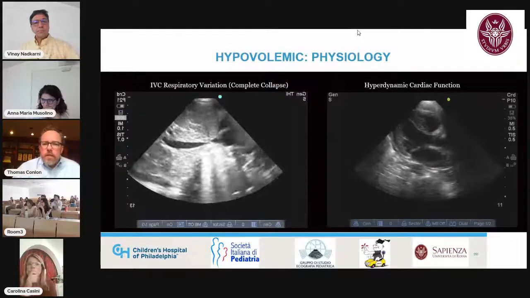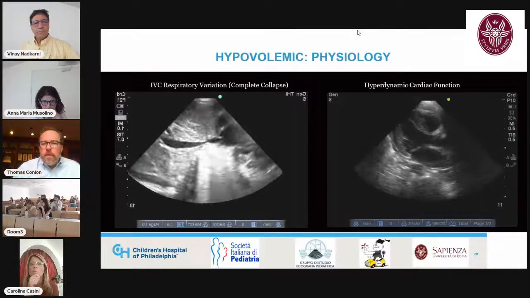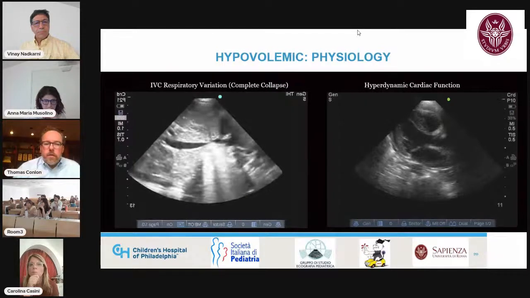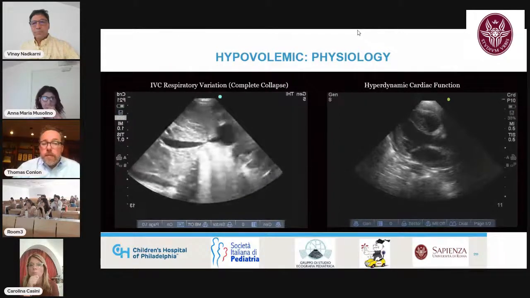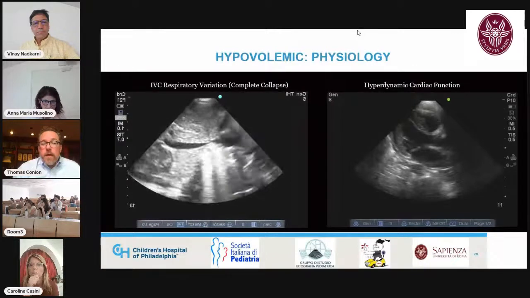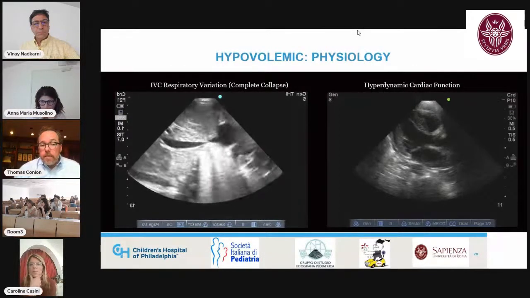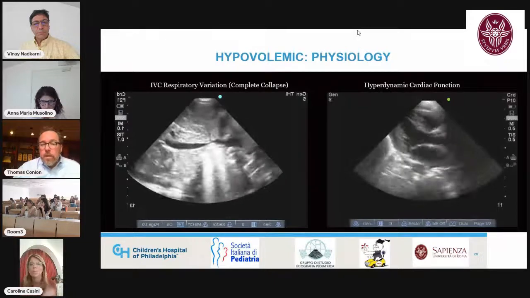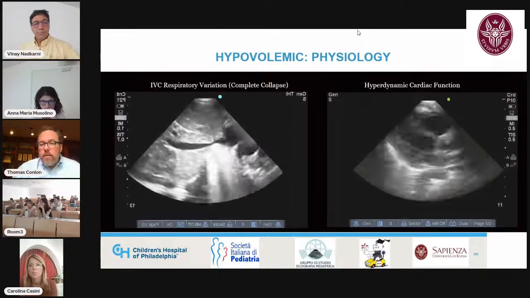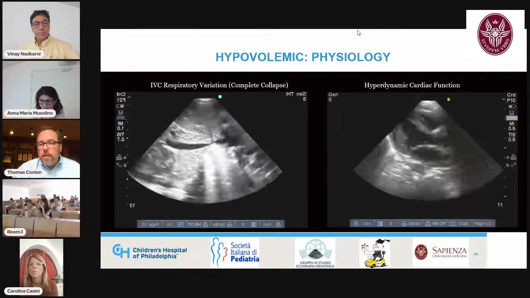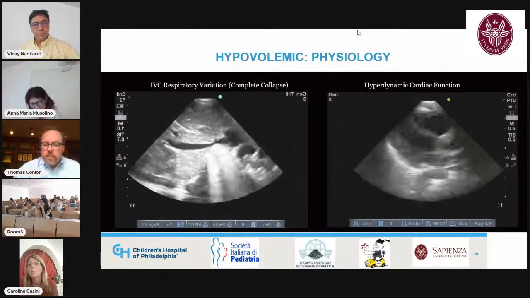So when I put these together and I describe the physiology of hypovolemia using ultrasound, I would see a patient that has IVC respiratory variation and complete collapse on the left, as well as hyperdynamic ventricular function seen on one of my cardiac views. Here, an image of a parasternal long axis.